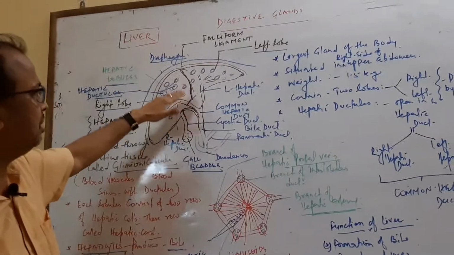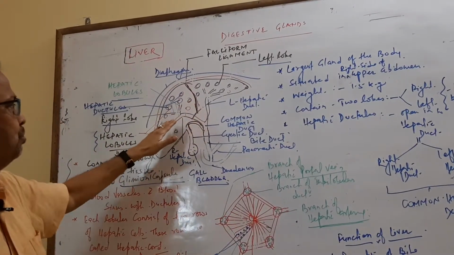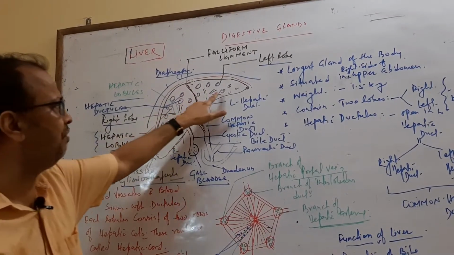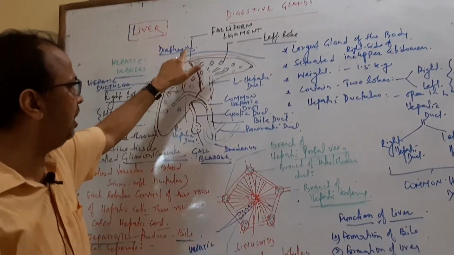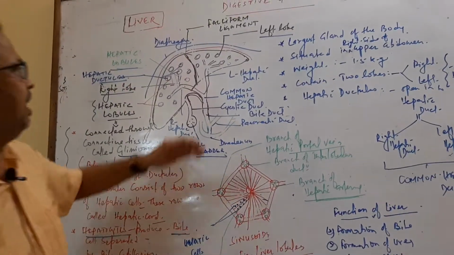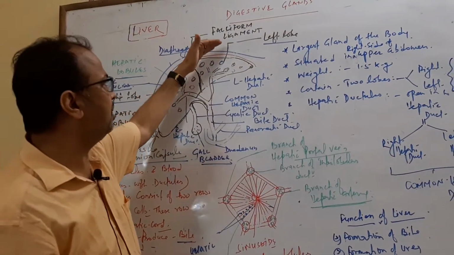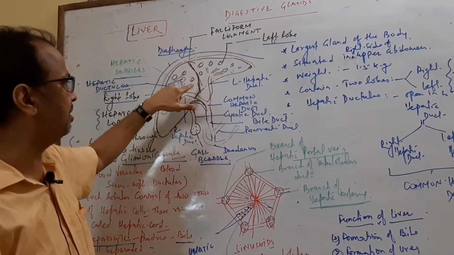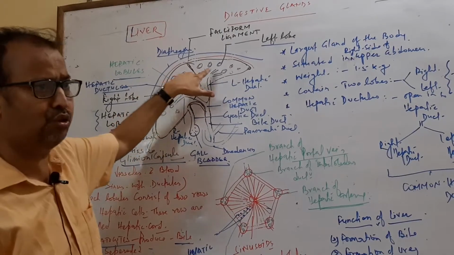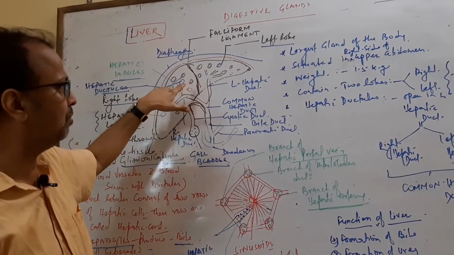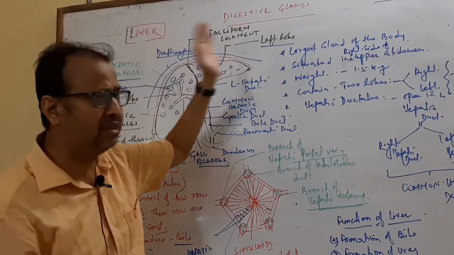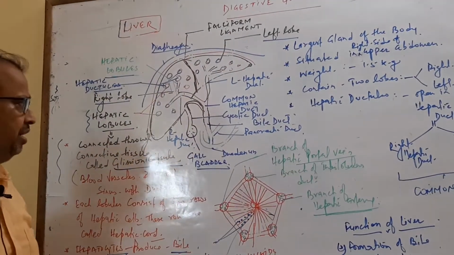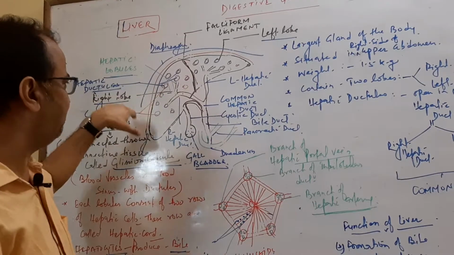The liver is differentiated into two lobes, the right lobe and the left lobe. The right and left lobes are divided by a ligament called the falciform ligament. Here is the division of the two lobes, and above the falciform ligament, the diaphragm is present. So this is the structure of the liver.